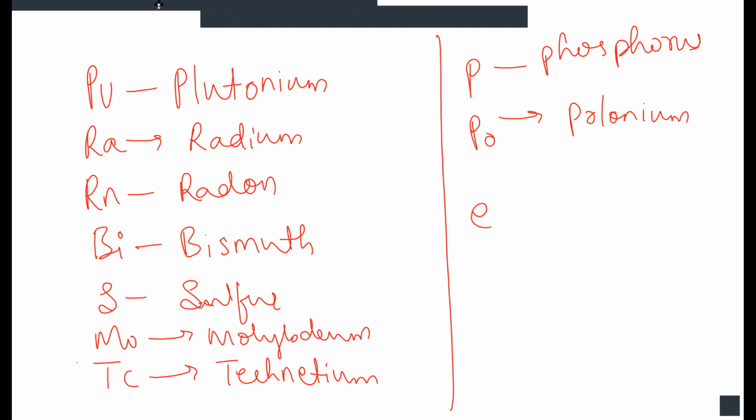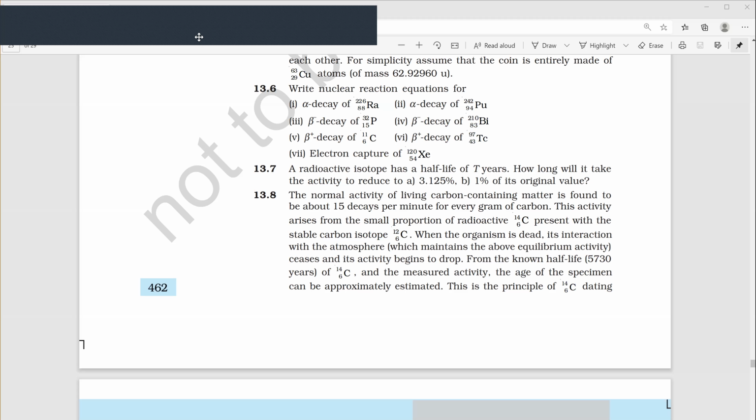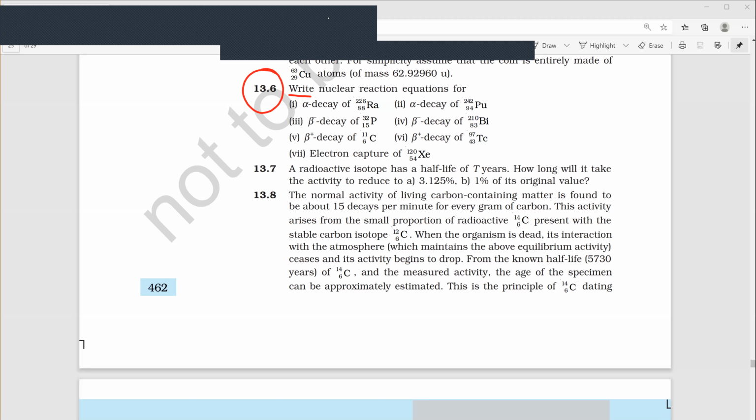And this symbol means positron. In order to understand these reactions, you have to know this. And this symbol gamma is used to represent neutrino. So these are some of the notations and names of the elements that you should know in order to understand the reactions. So first we are going to solve problem 13.6, writing the nuclear reaction for the given thing.